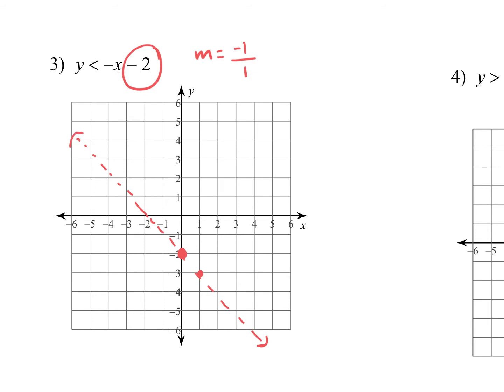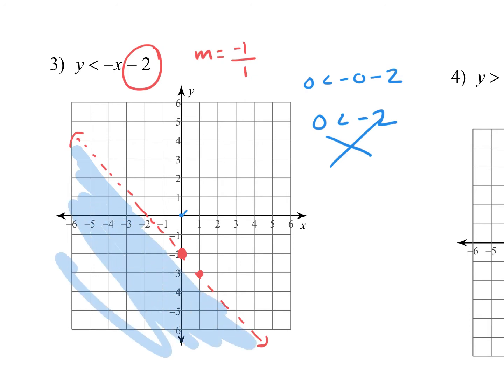Now what point should I test to shade? 0, 0. So 0 is less than -0 minus 2. So 0 is less than -2. Is this true? Nope. So where am I going to shade? Below. I shade where 0, 0 is not. So that's over here. Any questions?